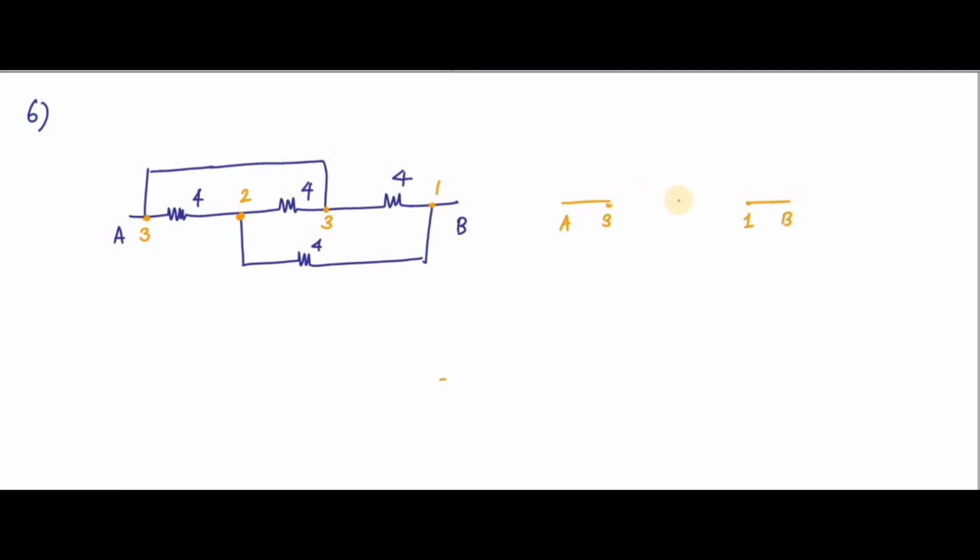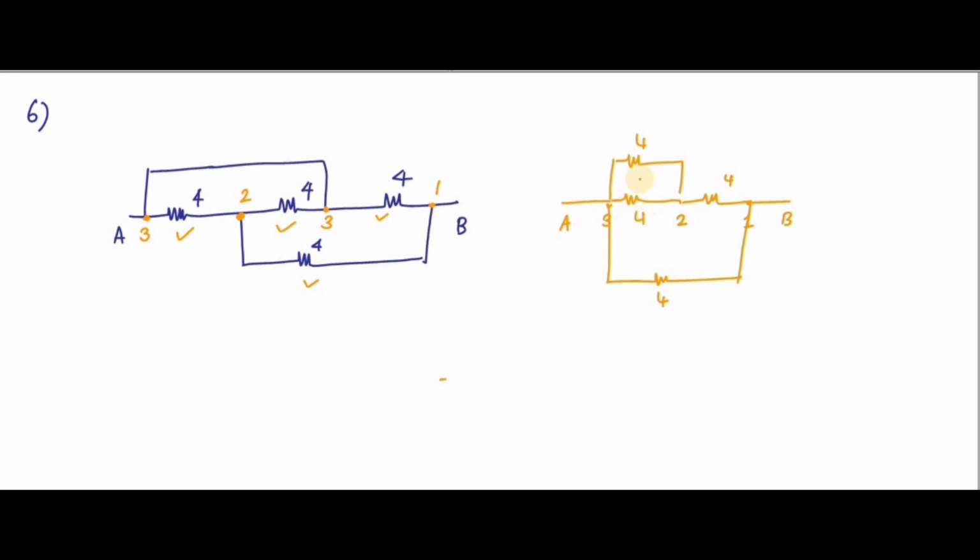so first from 3 to 2 we have one resistor, that value is 4, right? And from 3 to 2 I have another one resistor, that is this one. Okay. And from 2 to 1 I have one resistor R, and from 3 to 1 also I have one resistor, that is 4 ohm. Okay.